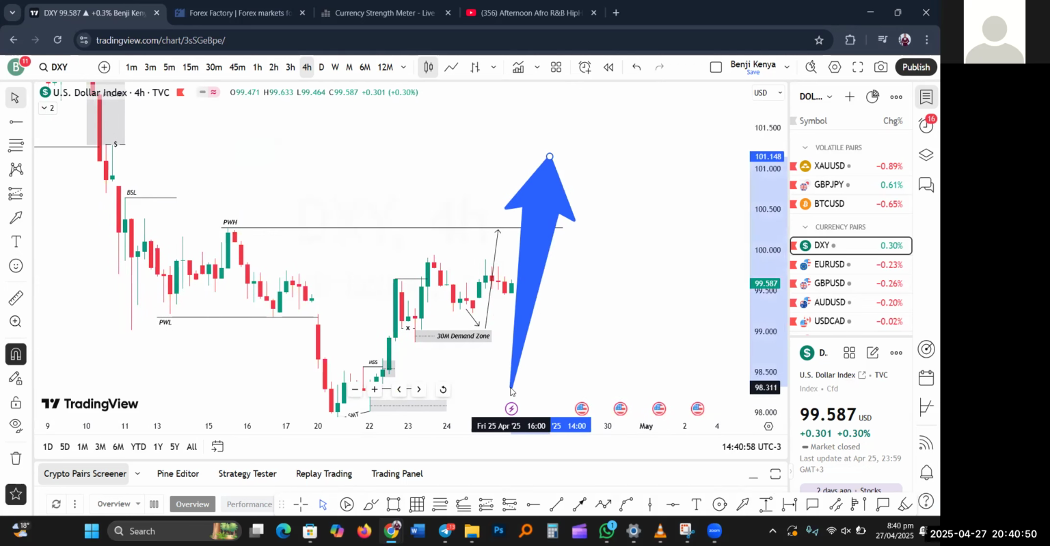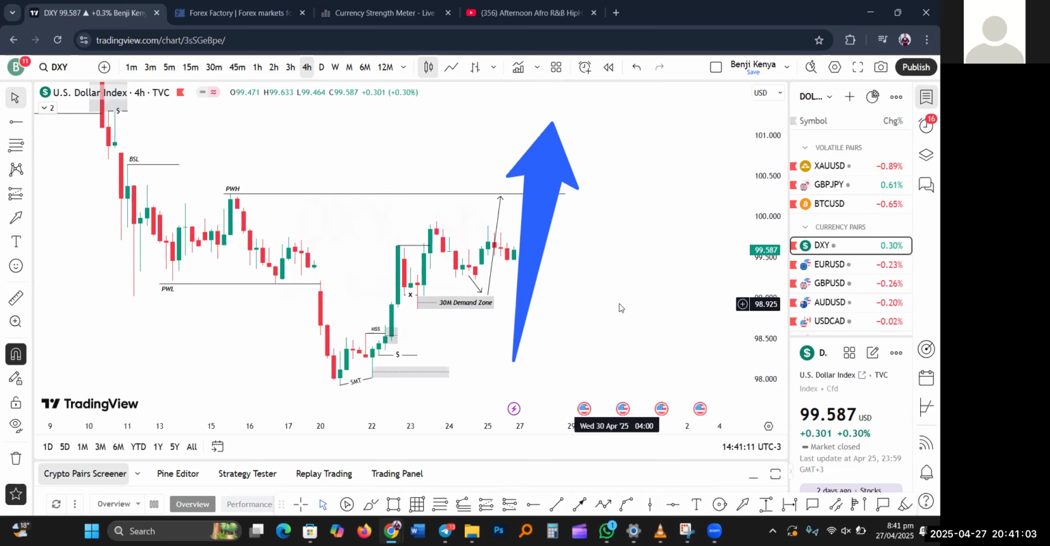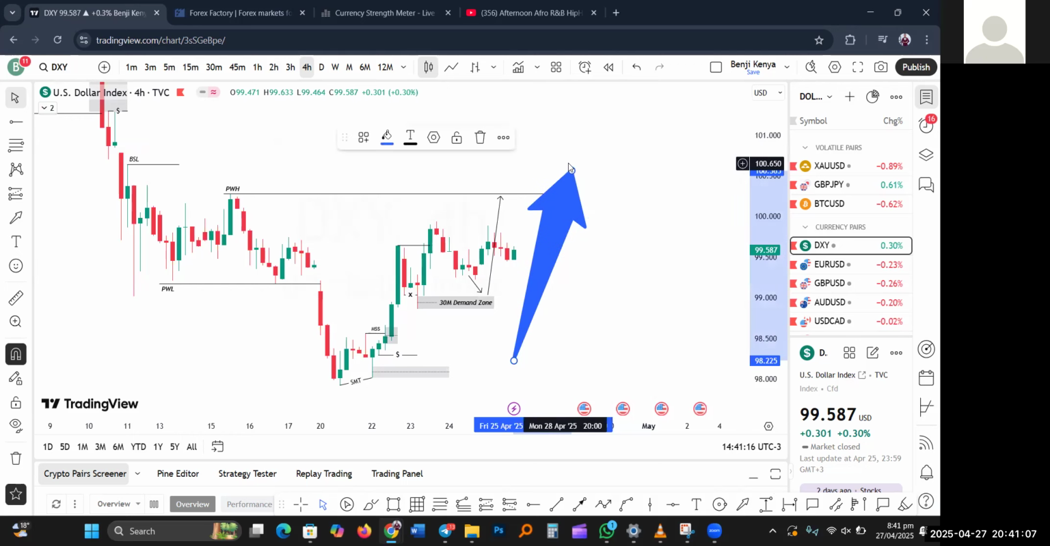So DXY, this is a bullish pullback that we were anticipating, but it has not happened. Last week, it never happened. This week, the move started quite well. On Tuesday, we saw some bullish sentiments, but they're not that clear, and it's not giving us a good pullback. And that's why most of us here in this meeting have been losing.